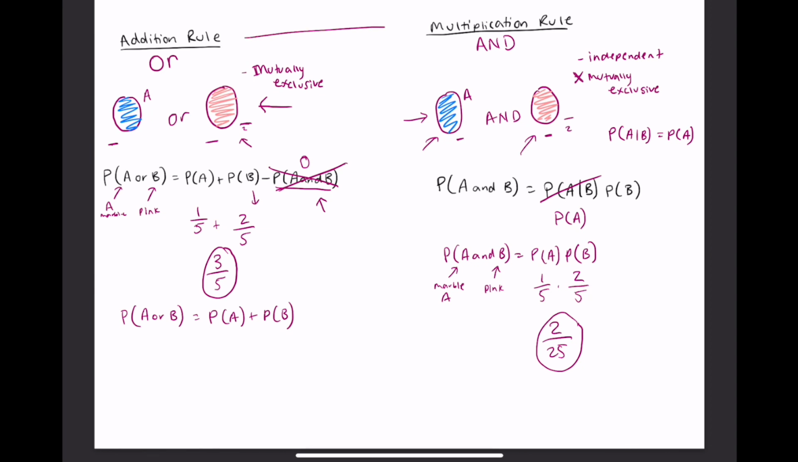So that's the relationship between the multiplication and addition rule. You're usually going to get a more restrictive probability when you're using multiplication, and a less restrictive probability when you're using addition. So that's a few ways of looking at those rules.